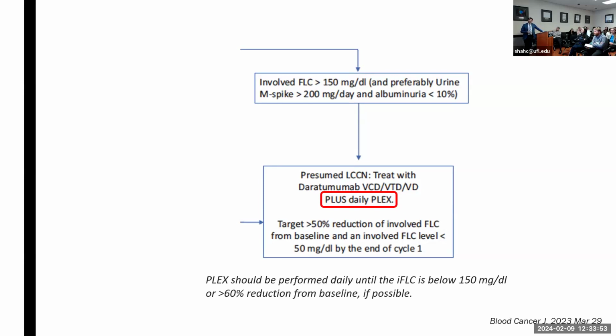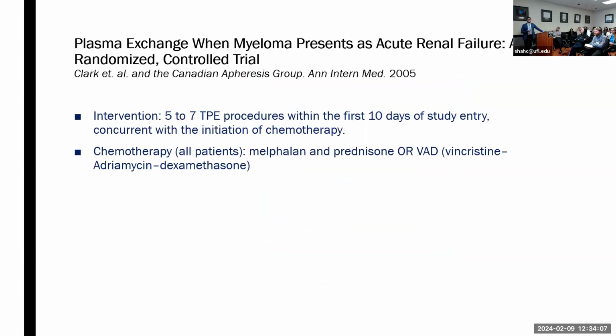The number comes from data I discussed earlier, where a 60% reduction in light chains is achieved. We should perform daily PLEX. That's their approach. Now, we can always discuss that. What about a randomized control trial? Because this is not based on a randomized control trial. So do we have any data?